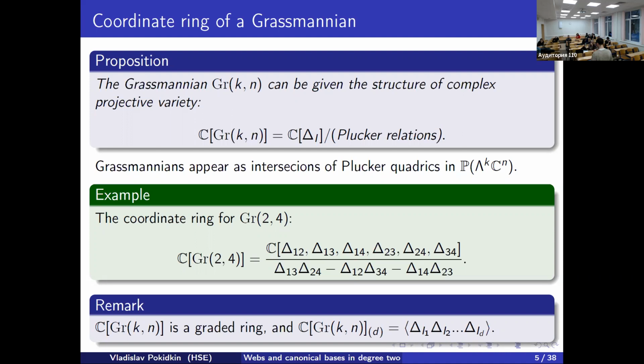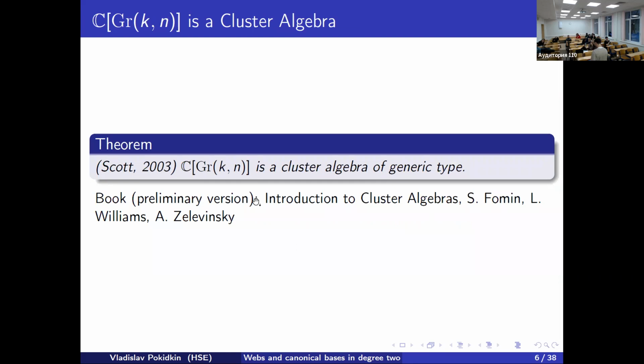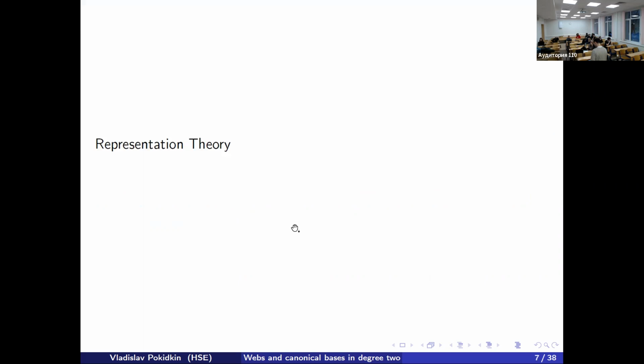So on Grassmannians there is also a structure of cluster algebra, and actually the motivation to study this structure appeared from the representation theory of irreducible polynomial representations of the group GL_n. So we want to discuss some connections with representation theory.